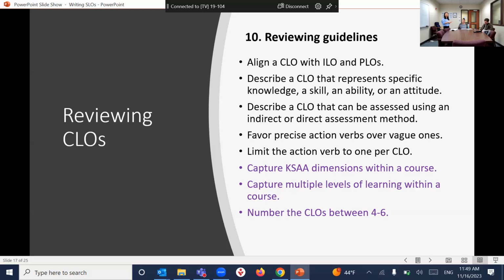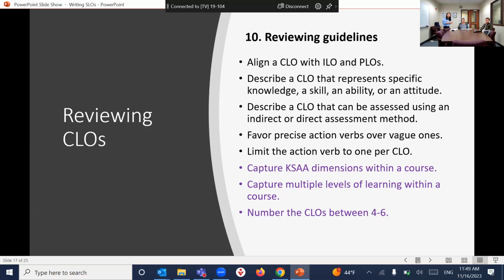Okay, the next one is to limit the action verb to one per course learning outcome. Generally, at Clover Park, we prefer faculty to use one action verb per outcome. But if it is required by an accreditation agency that expects to see multiple action verbs in one outcome, then let's go for it. The reason we prefer one action verb is that it is more measurable, right? Clear.